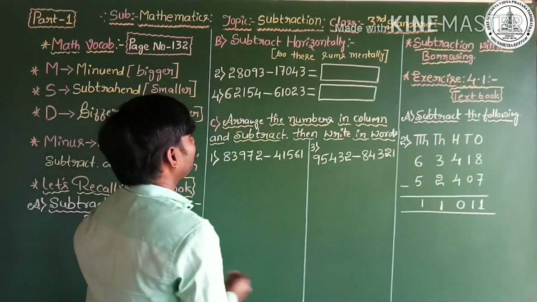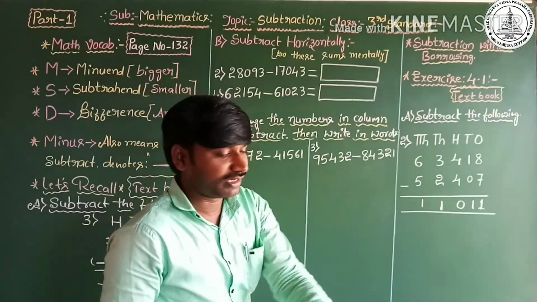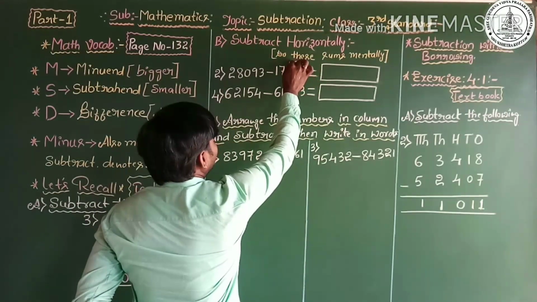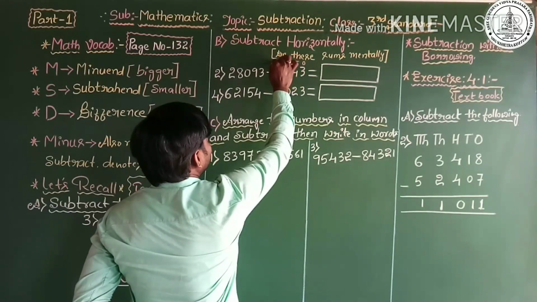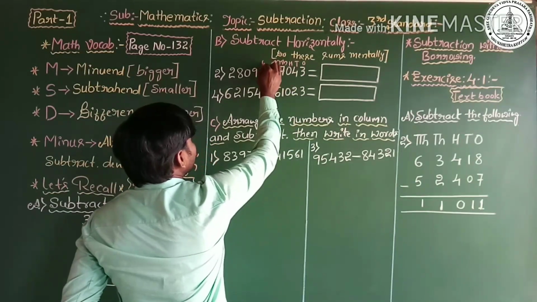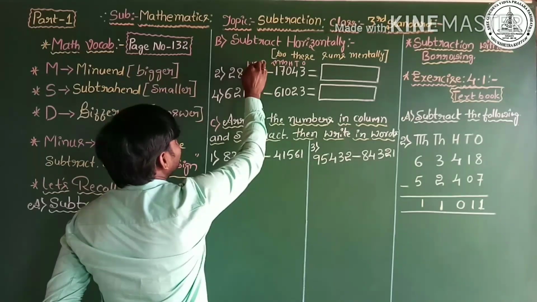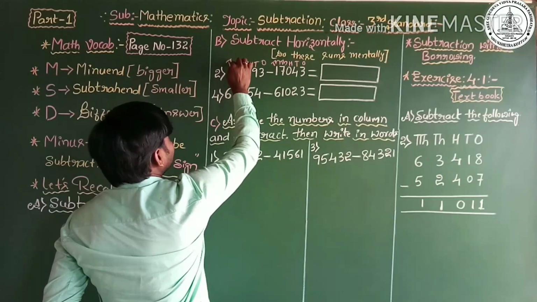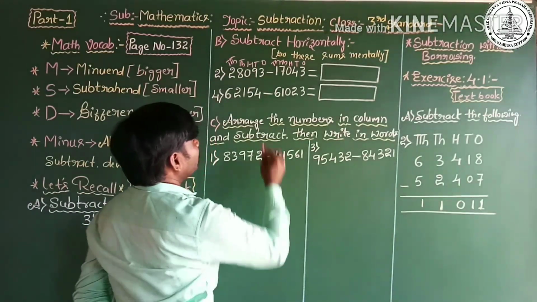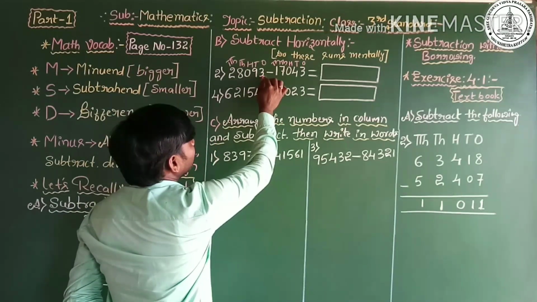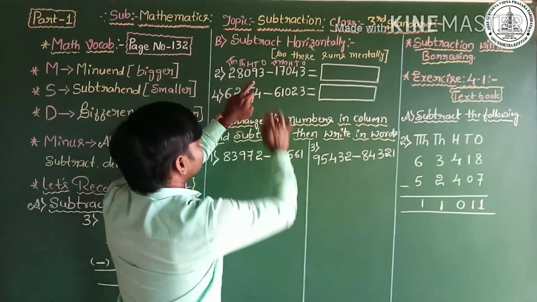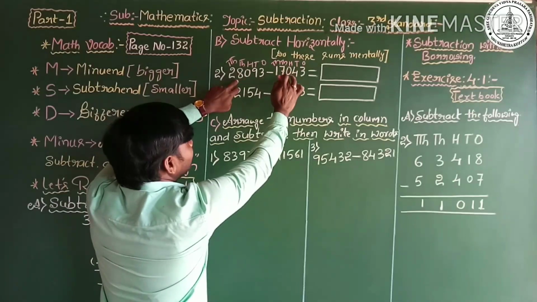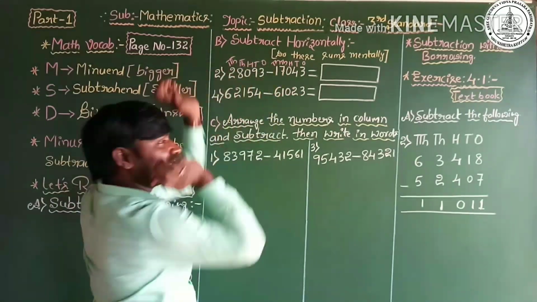Dear student, you know place values, that is very important. You put the place values: ones, tens, hundreds, thousands, the next 10,000. Here also ones, tens, hundreds, thousands, the next 10,000. First you subtract the ones place, then the tens place, then the hundreds place, then the thousands place, then the 10,000 place.